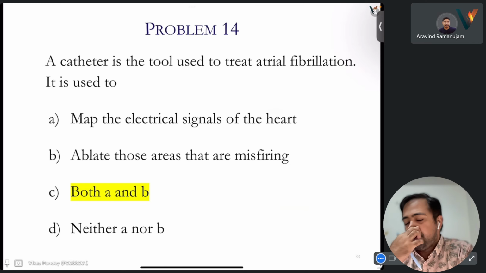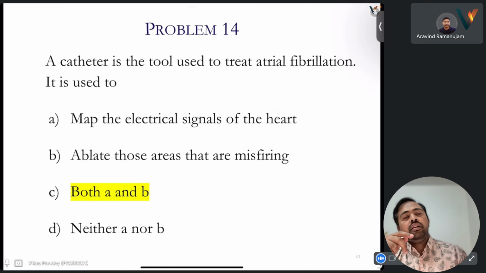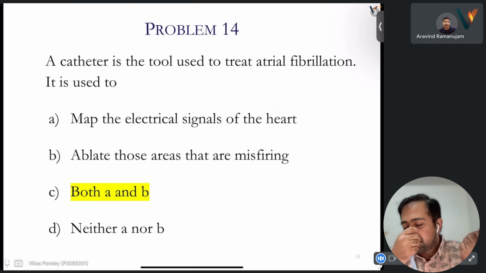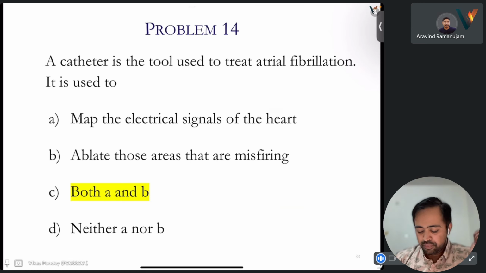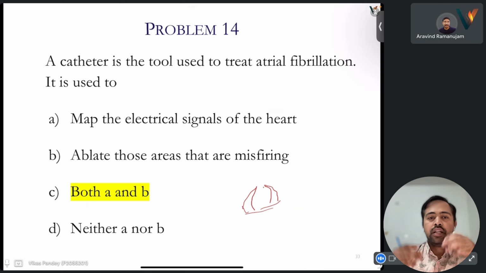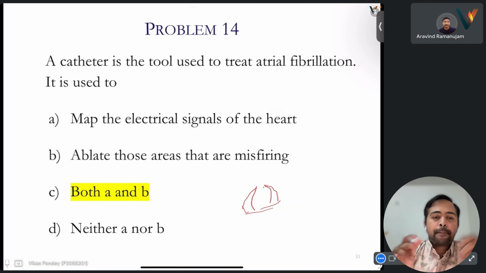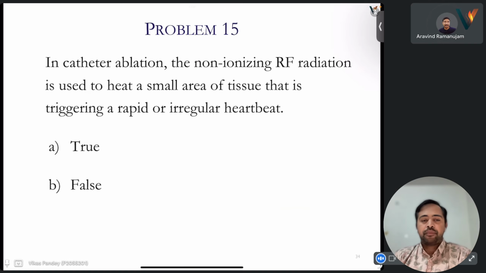What is generally done is that there are two probes put inside. Now some advancement has come where we can have both of those in a single structure which can open and close. The outer portion is to ablate, and inside there is the probe for electrical signal mapping. So both A and B.